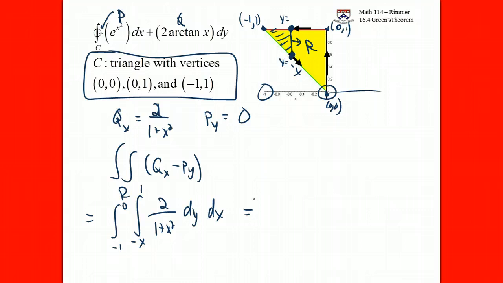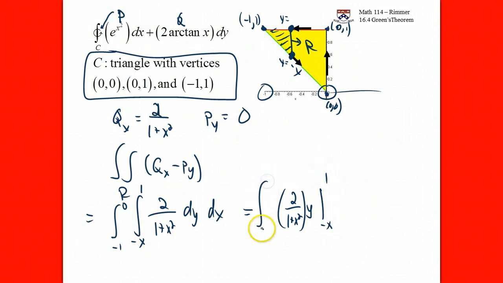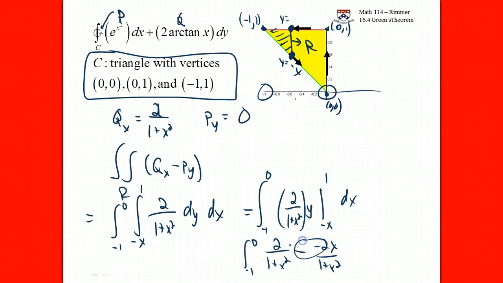Because you're integrating with respect to y first, that whole 2 over 1 plus x squared is a constant. So the antiderivative of that is just that guy times y, as y goes from negative x to 1. So you put a 1 in, and you just get that guy. And you put a negative x in, and you get... But remember, it's upper limit minus lower limit, though. So this negative is going to be a plus. Okay, how are we going to get this guy?